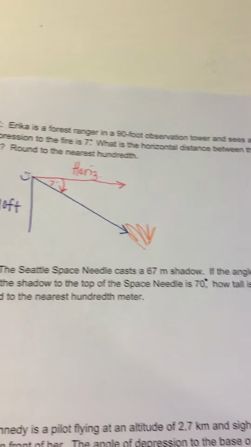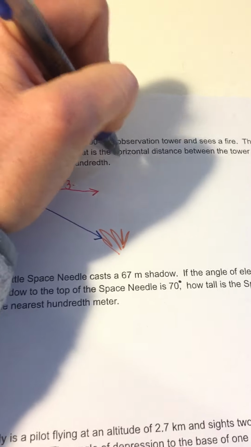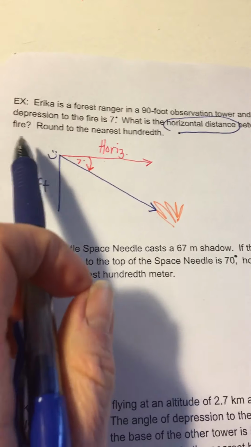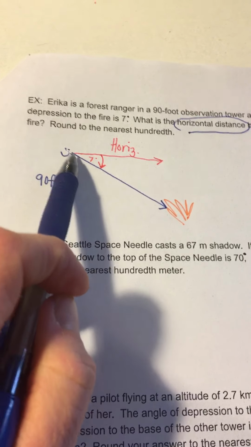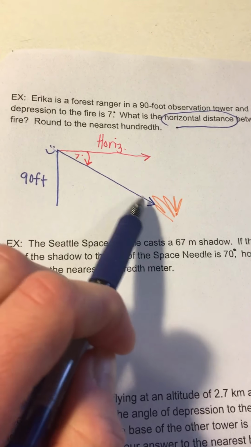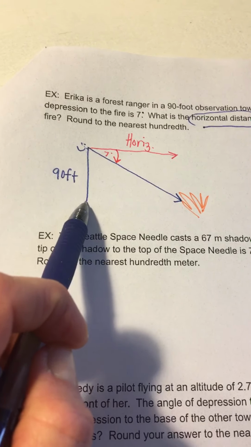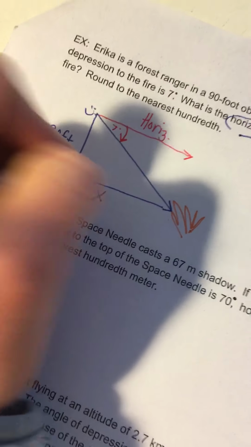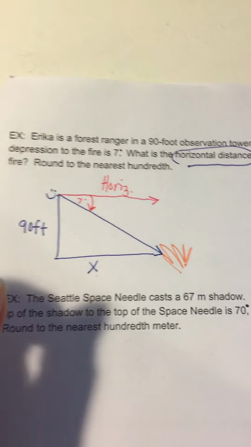And the angle of depression is 7 degrees, it says. Okay, and the question then says, what is the horizontal distance? So again, I'm going horizontal between the tower and the fire. Now, obviously, she's at the top of the tower. This is not horizontal. We're not looking for this. We're looking for the base of the tower to the fire. That is going to be our X. That is what we're looking for, okay?